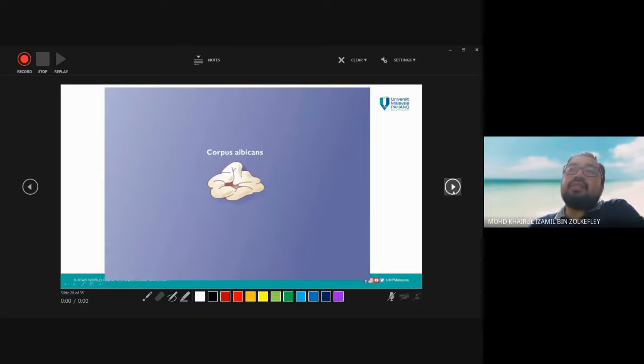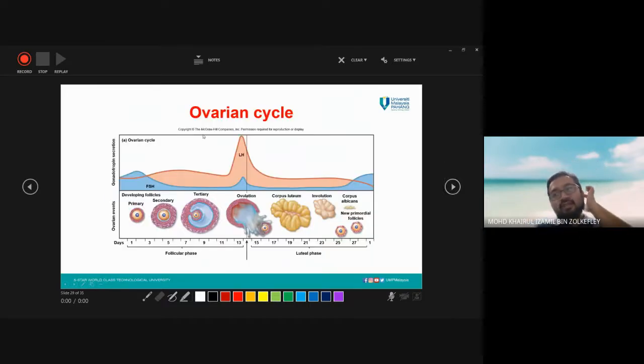Okay, so next. So this is we call it as ovarian cycle. Dalam ovarian cycle ni macam tadi kita dah tengok developing follicles how it occurred from my explanation, also from the video itself. Daripada primary, secondary, tertiary dalam ovary and then of course ovulation, release of egg and then this follicle become corpus luteum, involution, corpus albicans and akan yang baru pula lah, new primordial follicle, dia akan repeat their cycle.